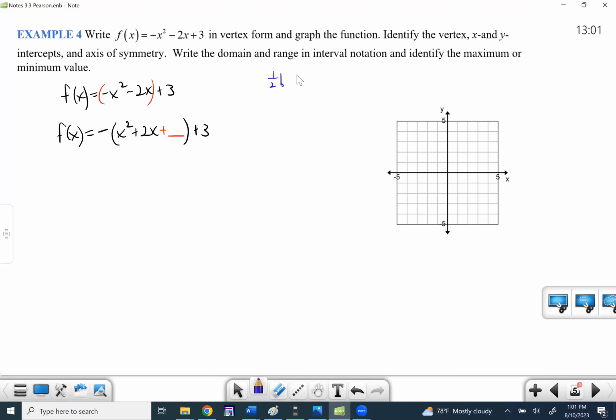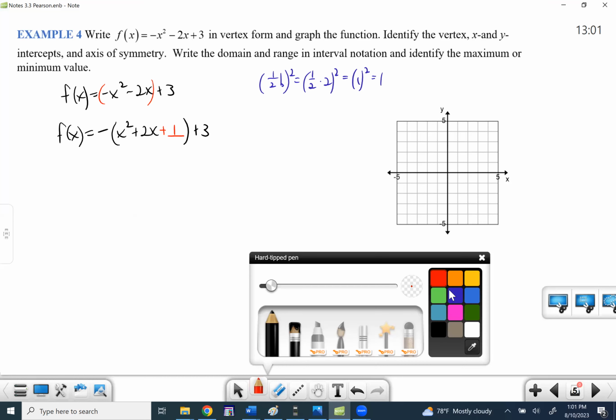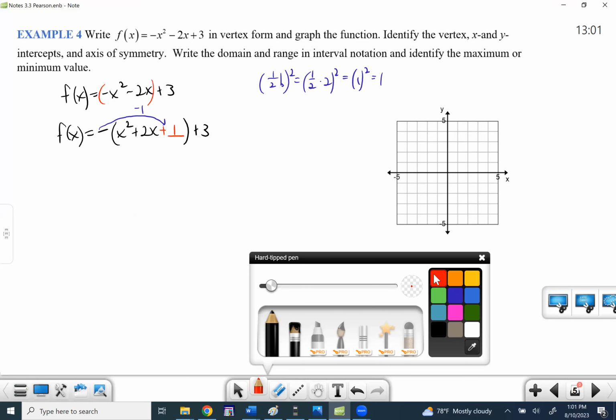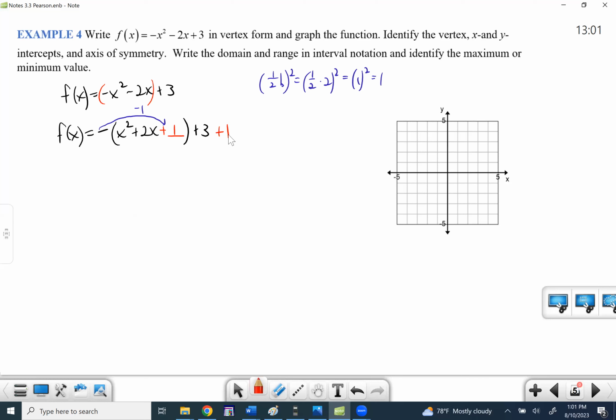squared would be half of 2. Half of 2 is 1, and 1 squared is 1. So we're going to put a +1 in there. Now it's not really a +1, right? When we distribute this negative to that, it's really a -1. So that means that right here, we're going to have to do the opposite and do a +1.